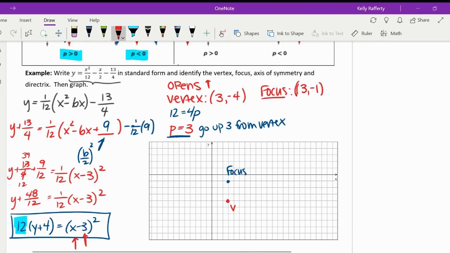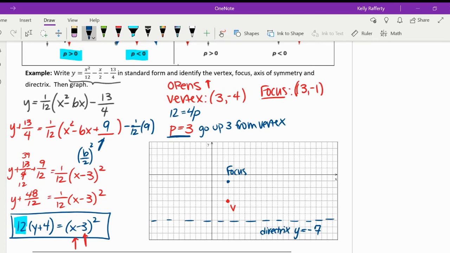Now, on our last sheet, we also saw the directrix, which I'm going to draw in here. And that's just the opposite direction of the focus. If I go up 3 to get to the focus, I go down 3 to get to the directrix. Looks like we're at -7. The directrix doesn't really help us graph, but it is involved in the definition of a parabola.